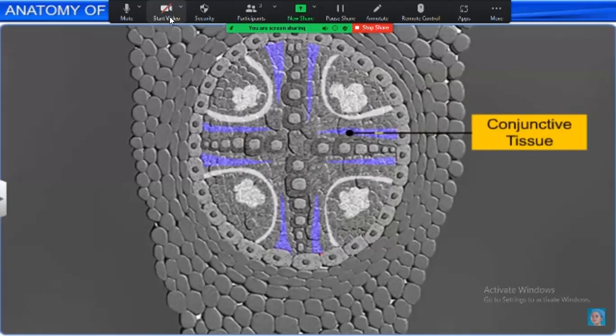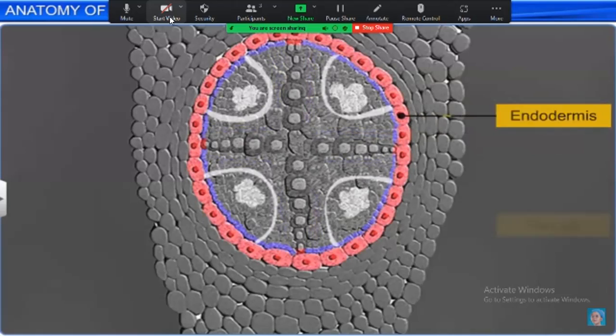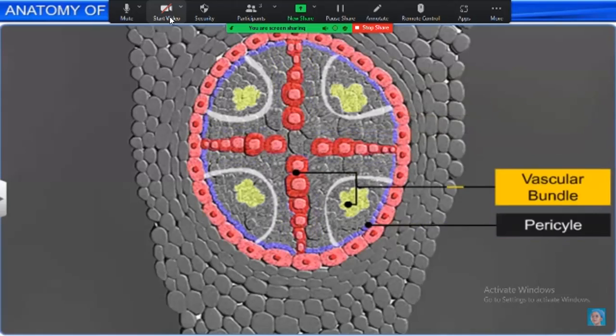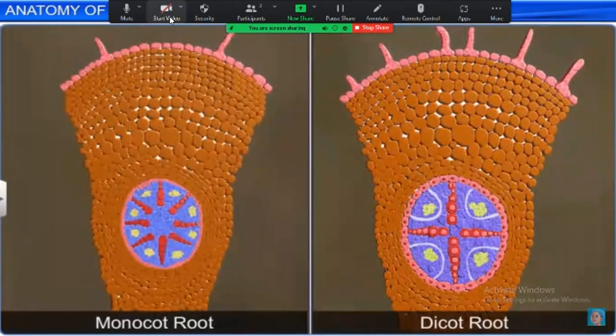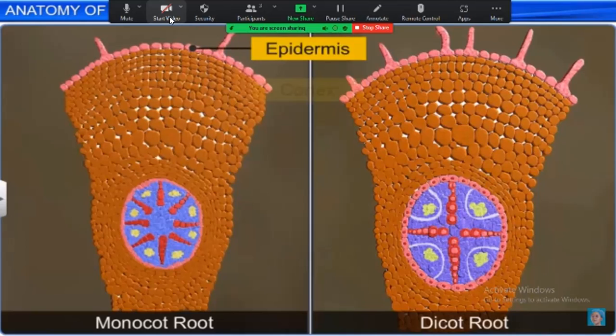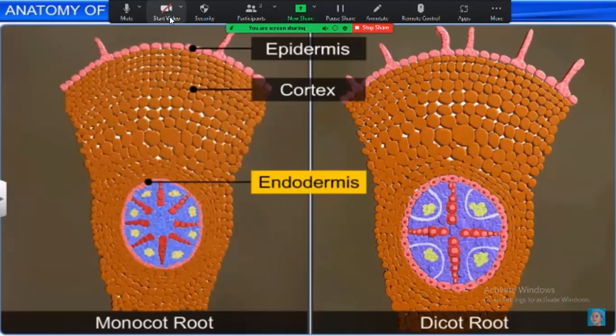The tissues present inside the endodermis, namely the pericycle, vascular bundles, and pith, are collectively known as stele. Let's now take a look at how the monocot root is organized internally. In many aspects, it is similar to the dicot root. On comparing the two roots, we find the monocot root also consists of epidermis, cortex, endodermis, pericycle, vascular bundle, and pith.